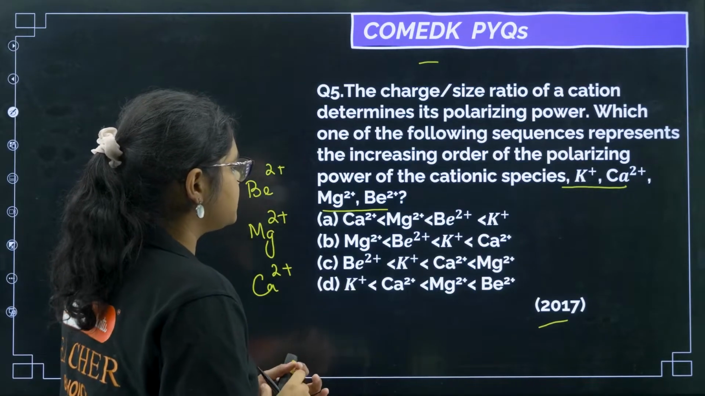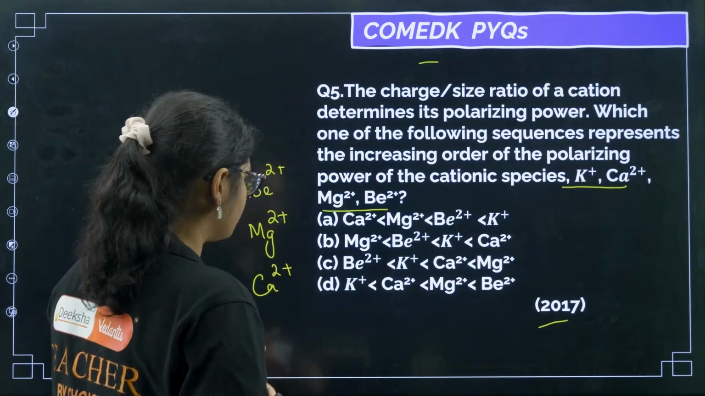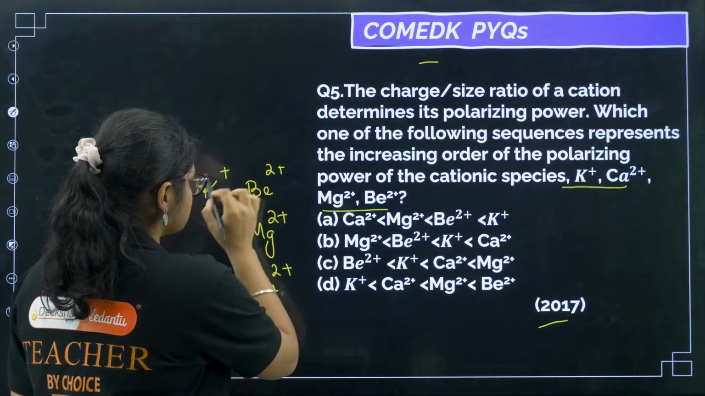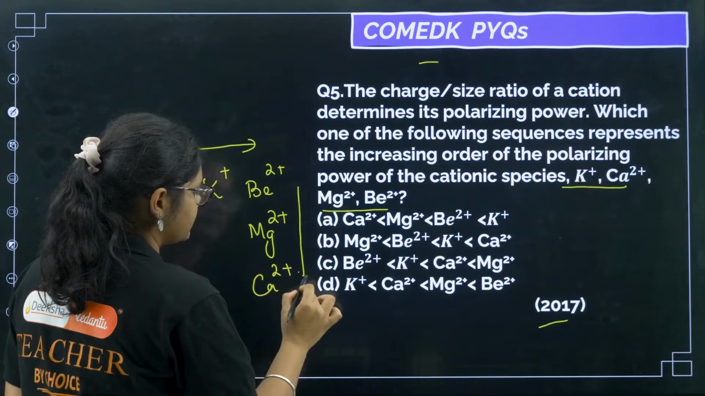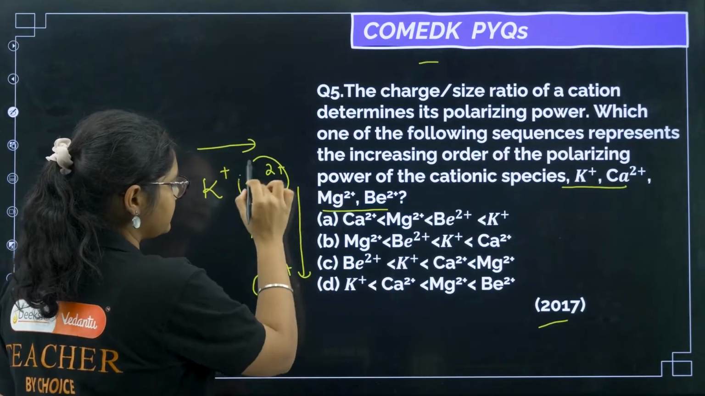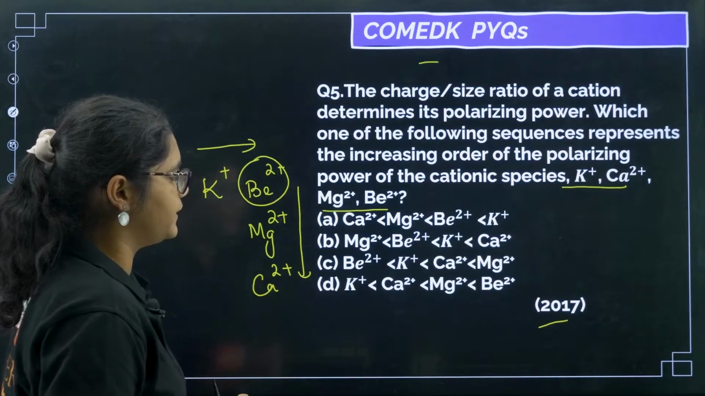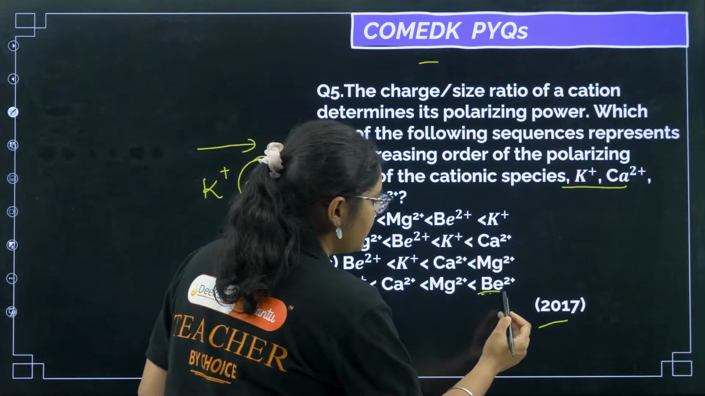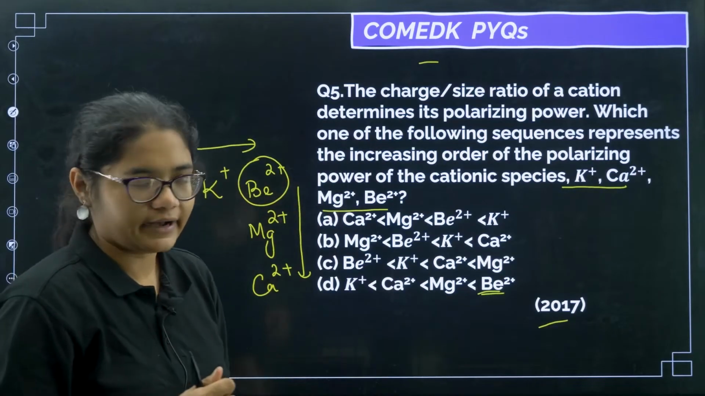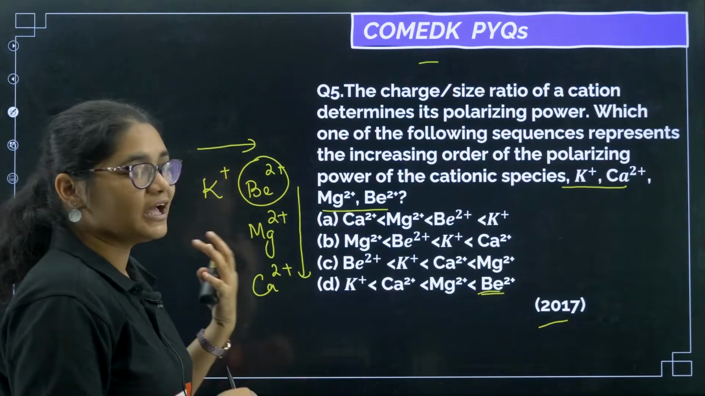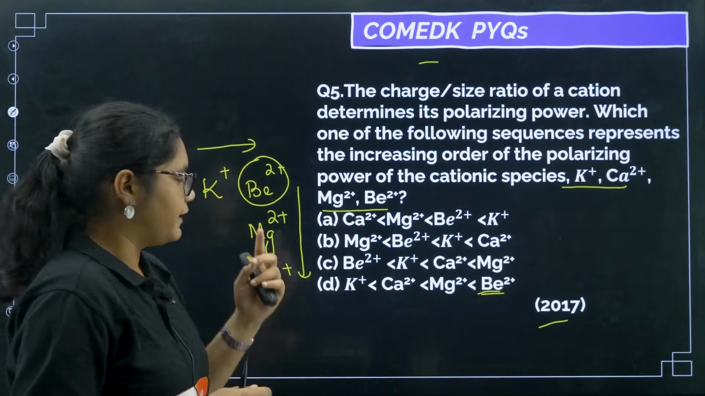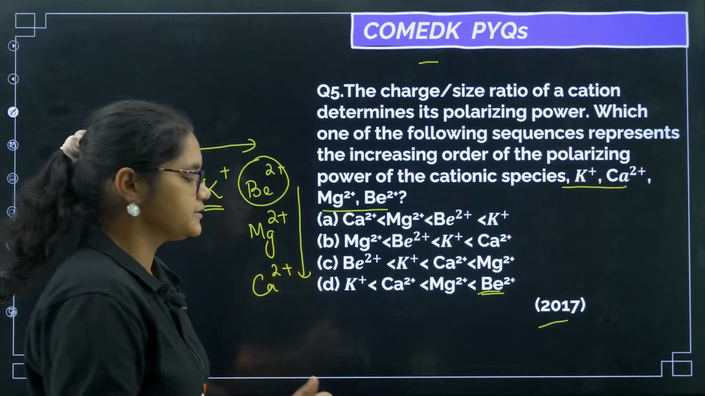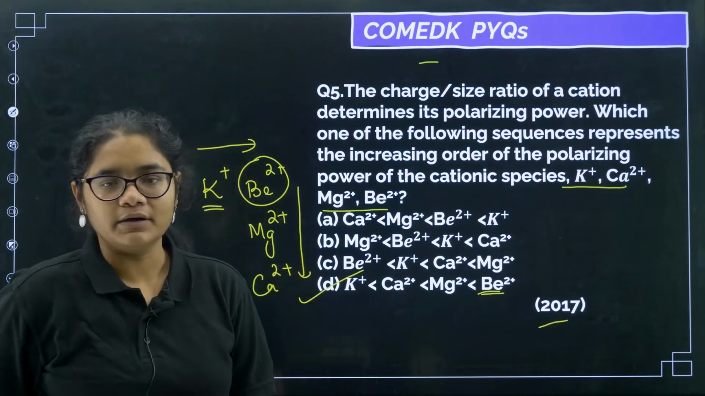Now what happens down the group? Here the size is decreasing and here the size is increasing, right? The smallest size will be of beryllium. So definitely the polarizing power of beryllium will be maximum. Why? Because it is the smallest cation, right? Smallest cation and it should have higher charge, right? And potassium should definitely be least, because it has less charge. So that is why the correct answer is option number D here.